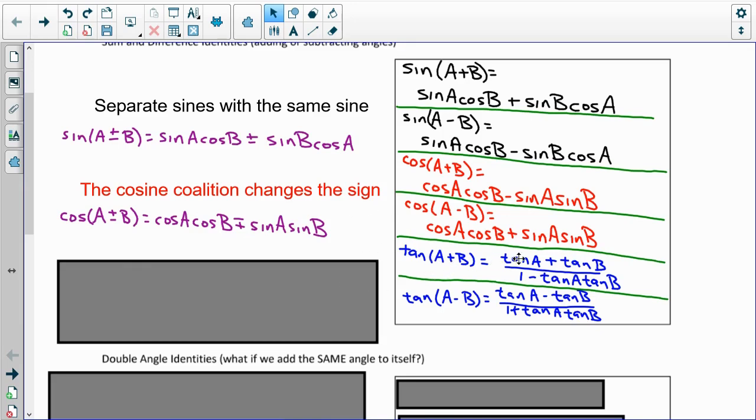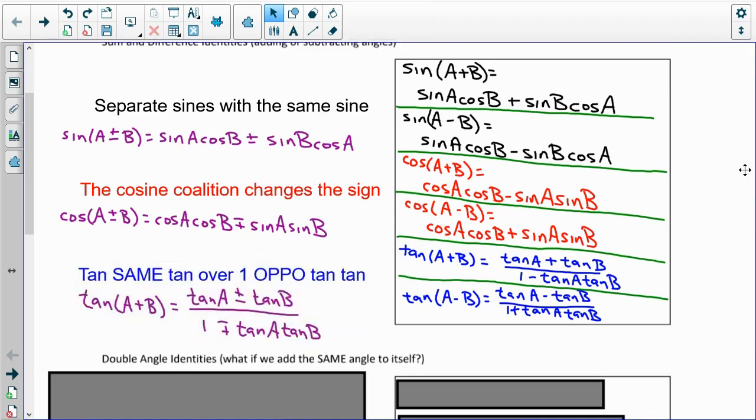Tangent of a plus b is tangent a plus tangent b over 1 minus tangent a times tangent b. And then all the signs change if it was a minus sign. I never came up with a good mnemonic for this, but my class, my first year here at Wabanzi, actually came up with this one. And most people tend to actually remember this one more than the other two. Tan same tan over 1 oppo tan tan.